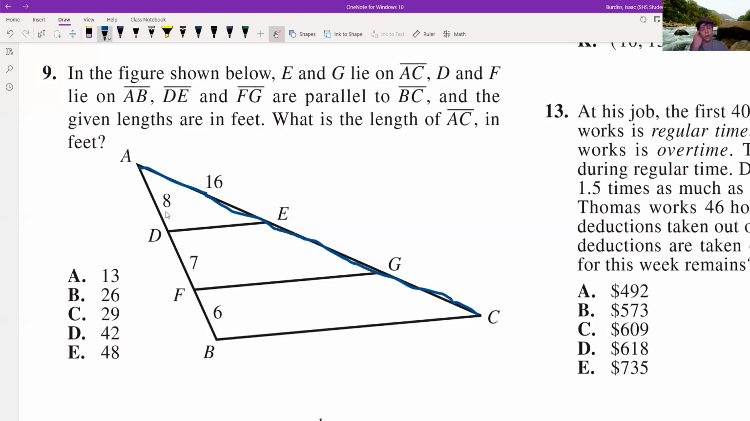Well, here's what we can do. If this is 8 over here and this is 16, what did you do? You multiplied it by 2, okay? So let's do the same thing. This is 7, so multiply by 2, we get 14. This is 6, you multiply by 2, you get 12. This is kind of just like proportions. But you have to add all those together to get the full side, and once you do, that is 42.